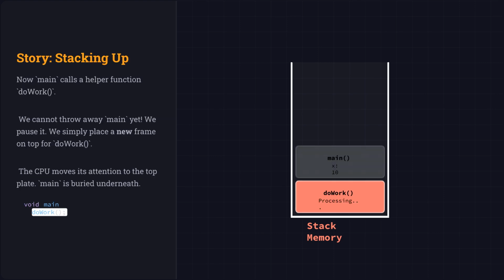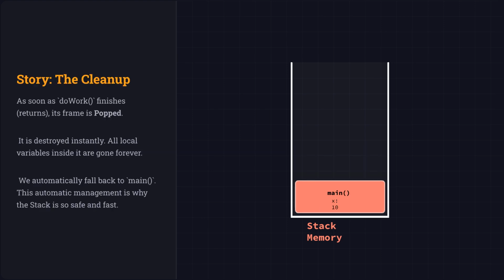If main calls a helper function, we pause main and place a new frame for the helper function right on top. The CPU focuses only on the topmost frame. As soon as the function finishes, its frame is instantly popped and destroyed. This automatic cleanup makes the stack very safe and fast, as we automatically return to the previous function.